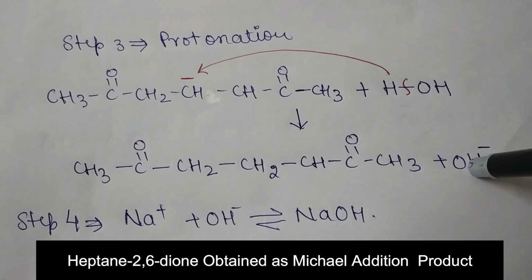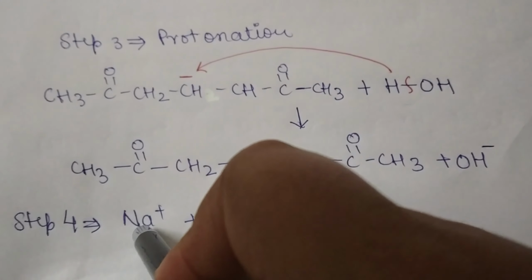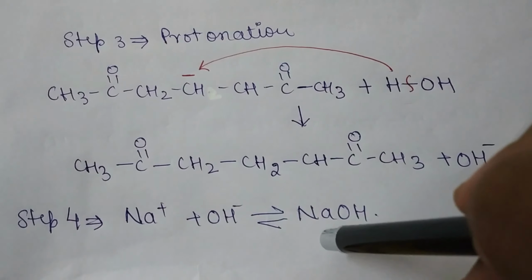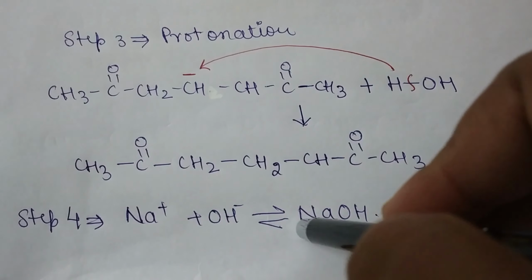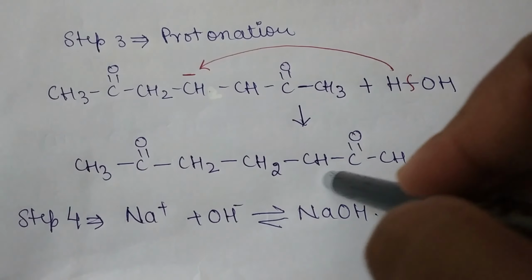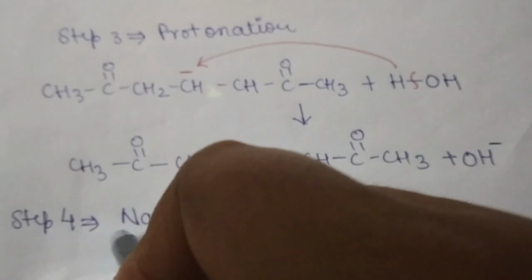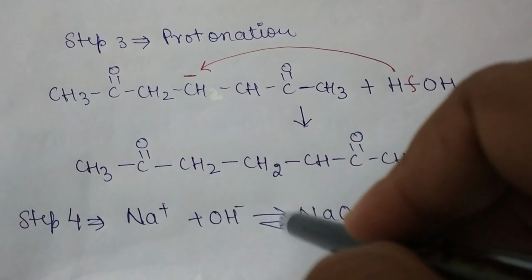OH is there. That OH will react with the Na plus ion, which split into Na plus and OH. Again in the last step, the recovery of NaOH will take place. So here at the end of the reaction, the base will be recovered.